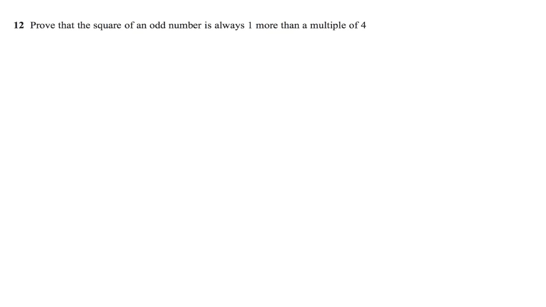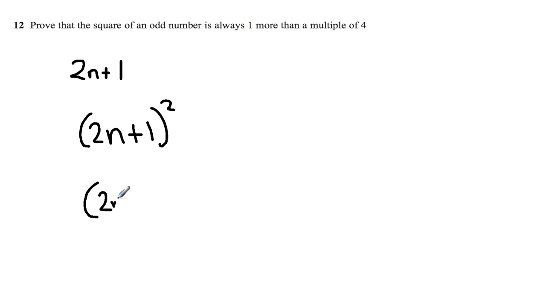Question 12. Prove that the square of an odd number is always one more than a multiple of 4. So odd numbers can be represented as 2n plus 1. I'm now going to take the square of 2n plus 1. So it should be 2n plus 1, open brackets, 2n plus 1.